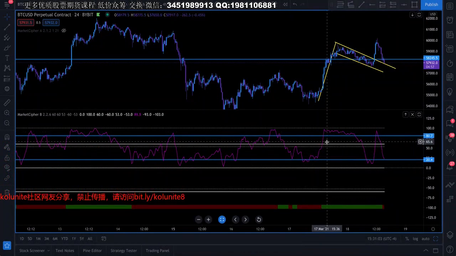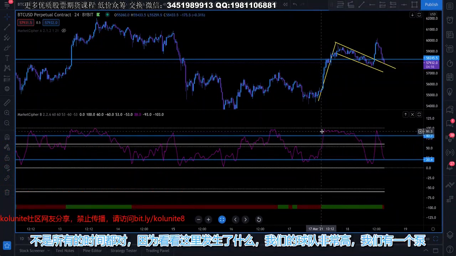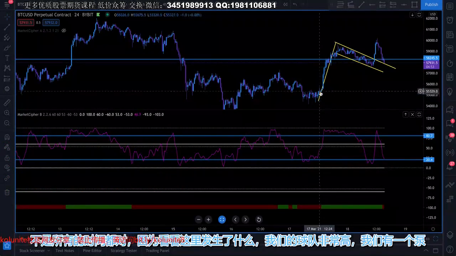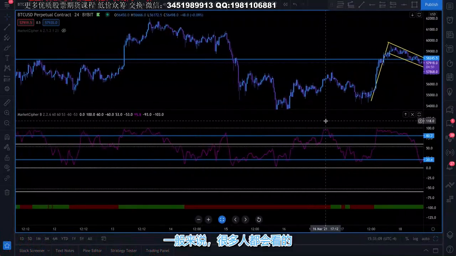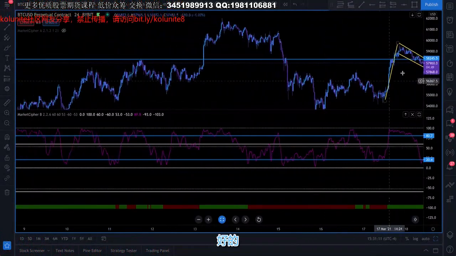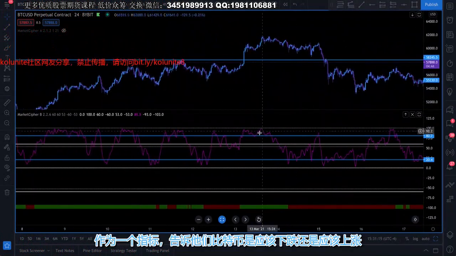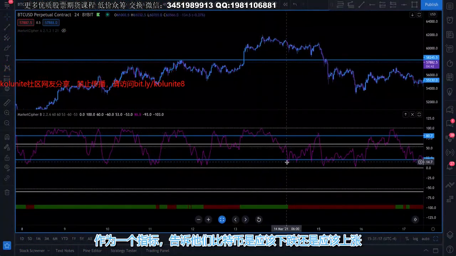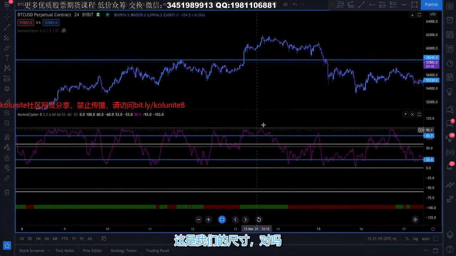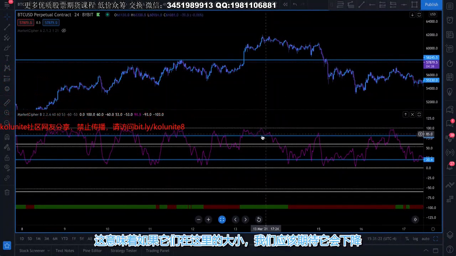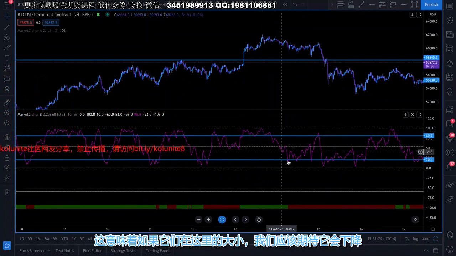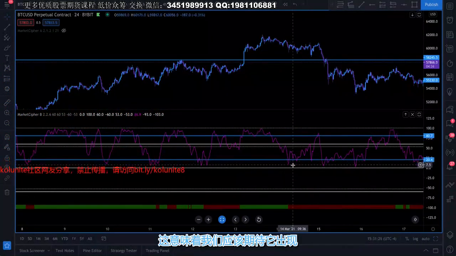So in general, not all the time, right? Because look at what happened here. RSI was super high and we had a pump. In general, a lot of people will look at the RSI as an indicator to tell them if Bitcoin should be coming down or should be coming up in price. If the RSI is up here, that means we should be expecting it to come down. If the RSI is down here, that means we should be expecting it to come up.